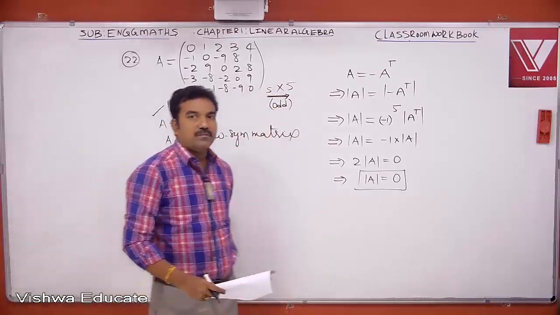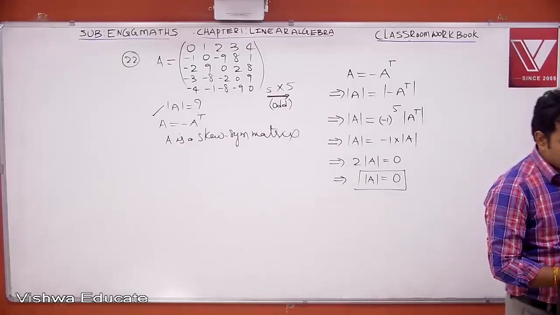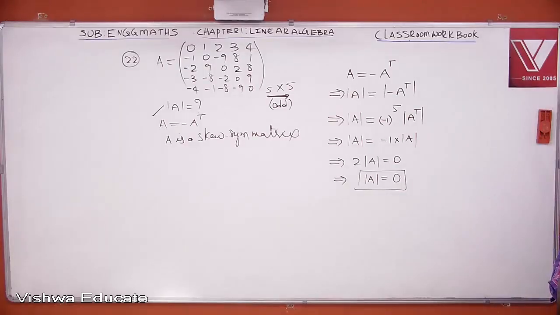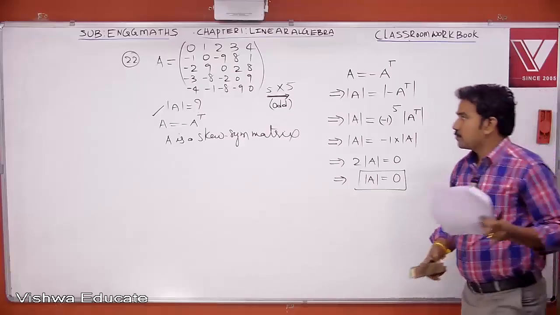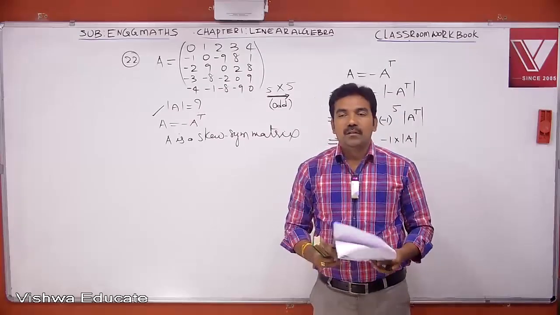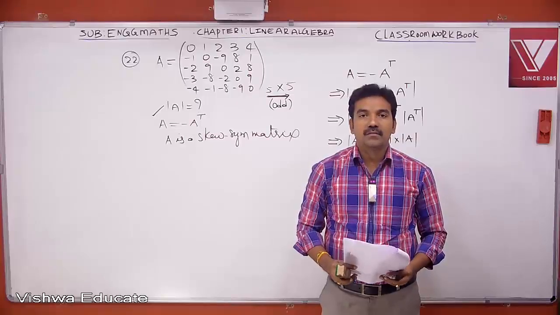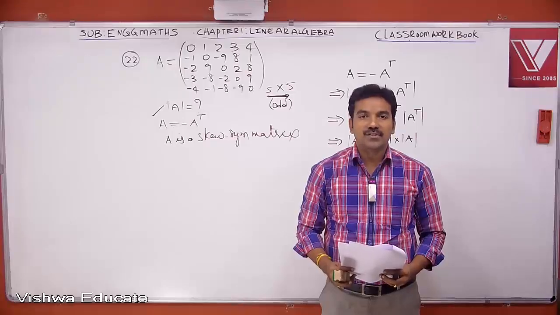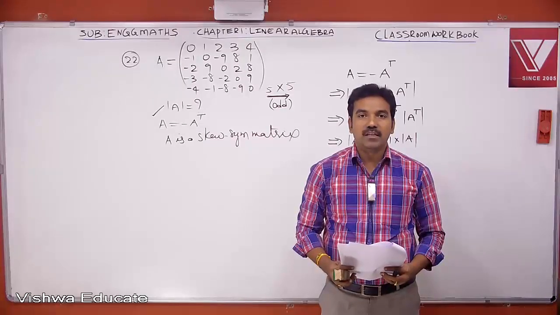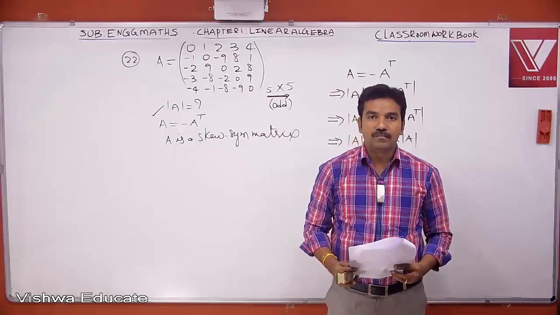First, write these points. Note: the determinant of any skew symmetric matrix of odd size is 0.